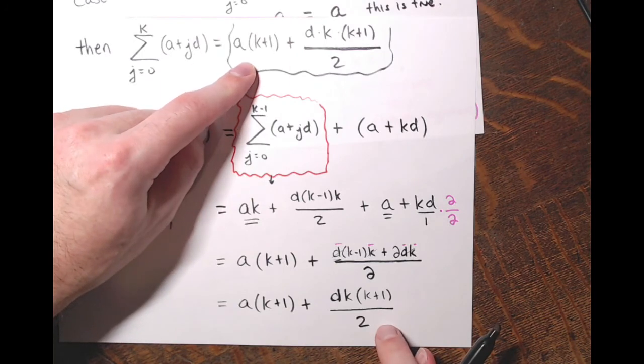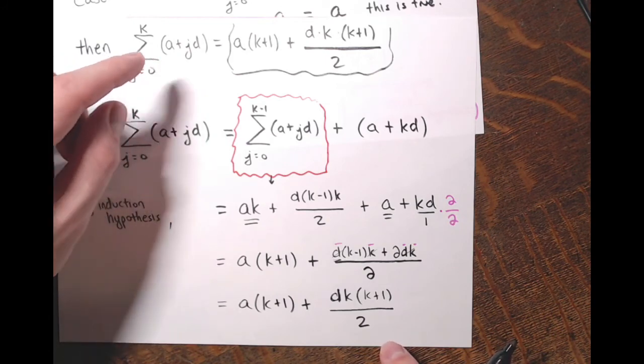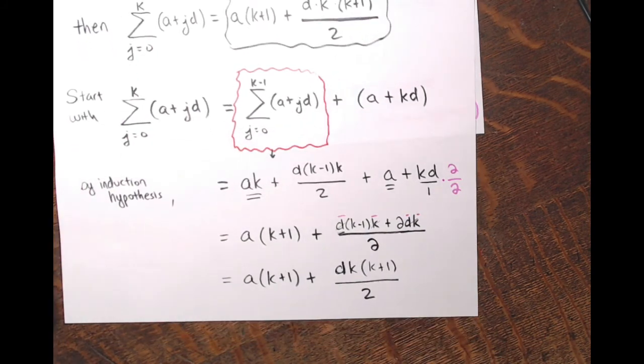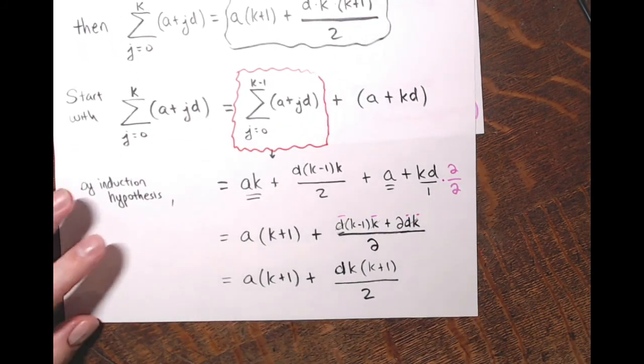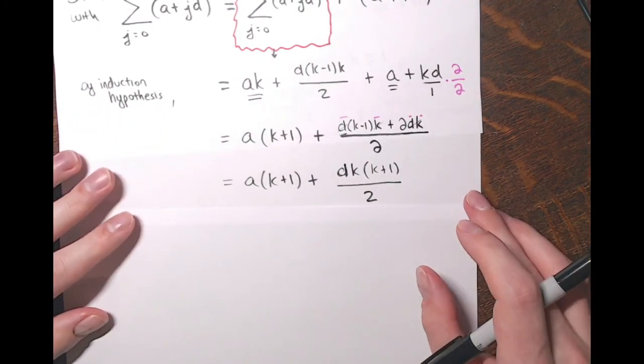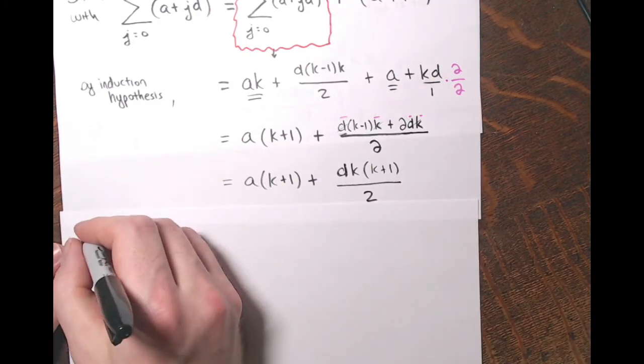Exactly. So I have shown that the statement is true when n equals k plus 1 if it's true for n equals k. Therefore, our statement is true, because we showed it also true for the base case of 1, and therefore it would be true for 2, and then true for 3, and then true for 4, and so on.